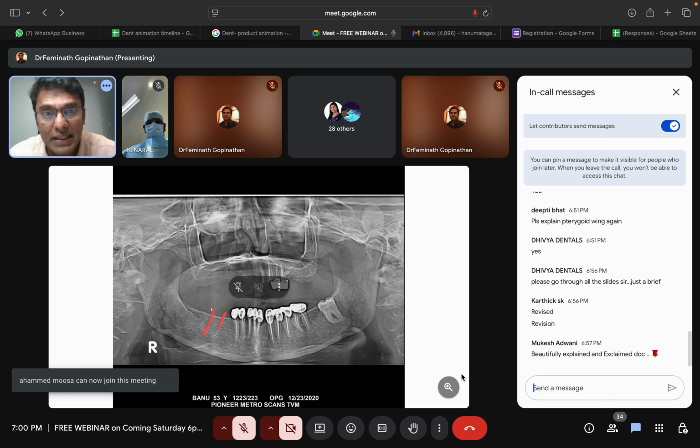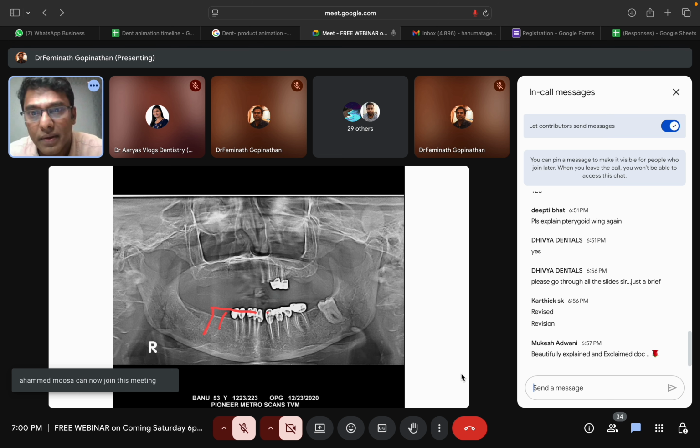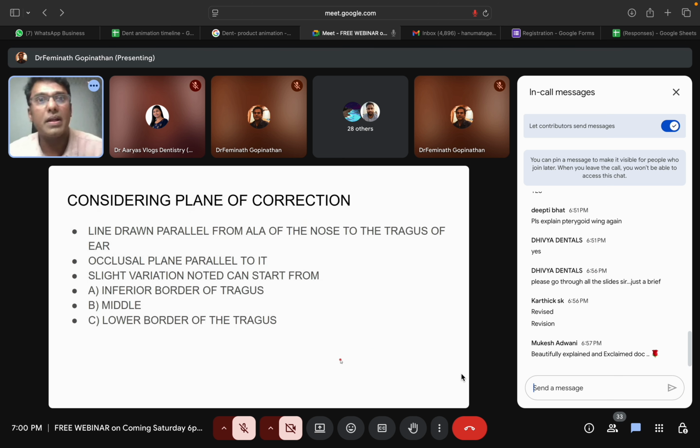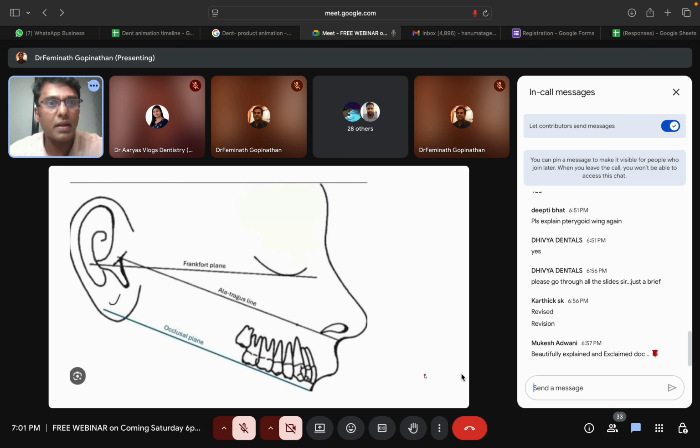Always see to it that the bite is symmetrical. See here, the bite is symmetrical. The occlusal plane is symmetrical from here till here. If you have a larger occlusal plane, the chances of the patient biting on this side will be more, resulting in overload, osteolysis, destruction of the bone. Now considering the plane of occlusion, as I have told you, this is the plane. So different areas: you have the tragus till the ala of the nose. This line should be parallel to the occlusal plane.